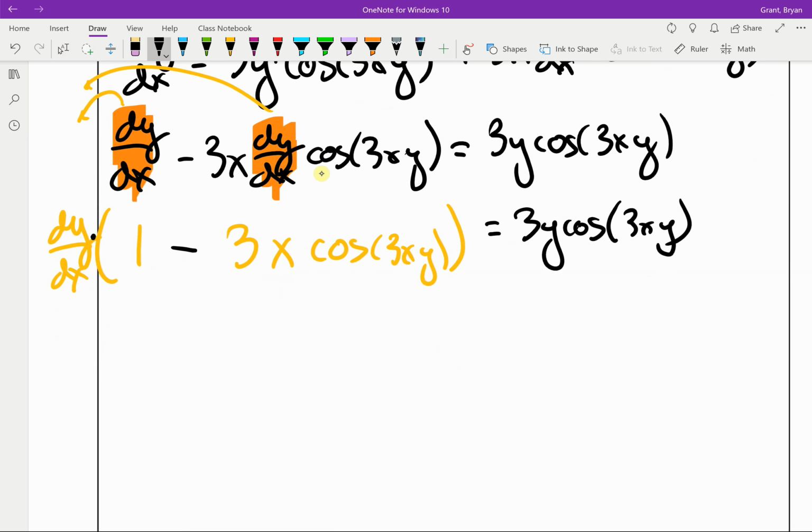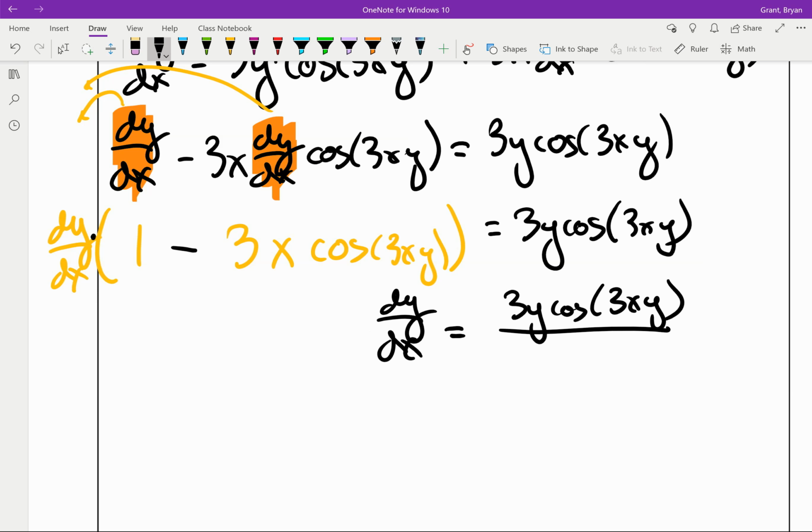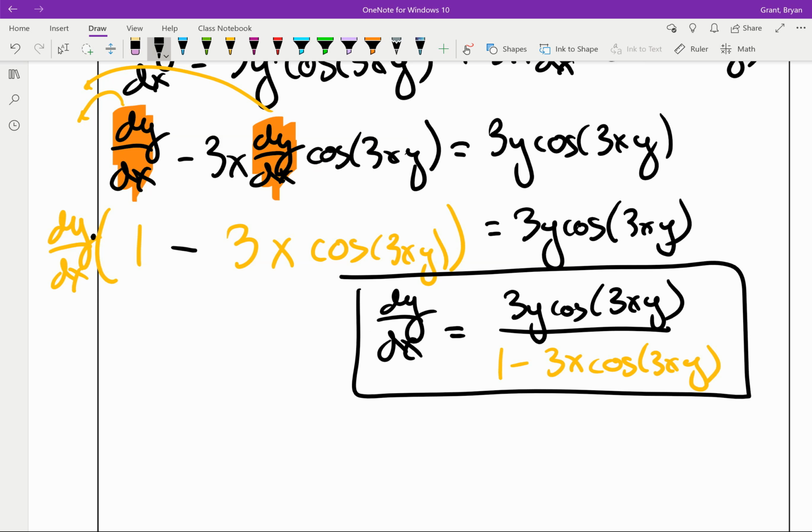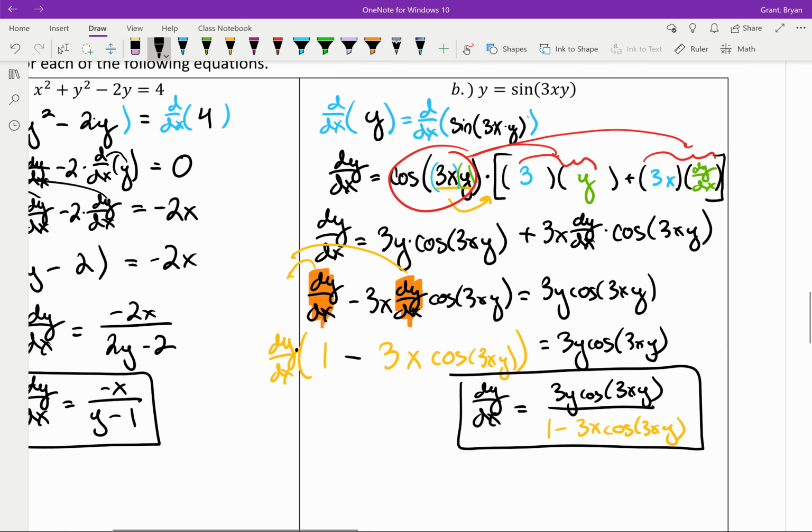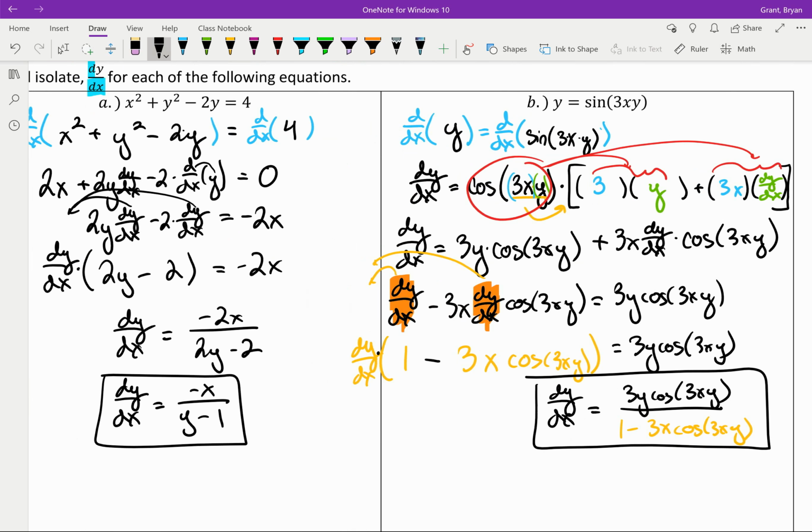So divide off the entire thing that's multiplying by dy/dx, and that's going to give us dy/dx equals 3y cosine of 3xy divided by this piece that I had in gold over here, 1 minus 3x cosine of 3xy. And we're done. Again, not the easiest problem. In fact, it's probably the most algebra that you're going to have to do this entire semester, seriously. But it's also not beyond you, right?